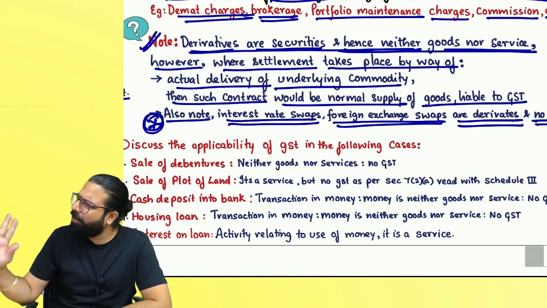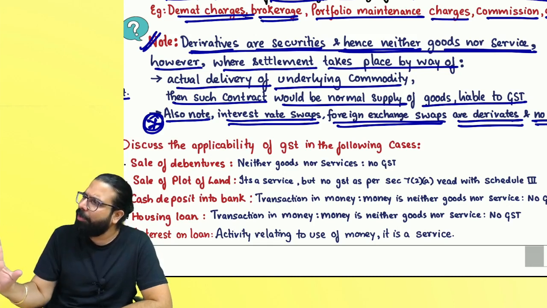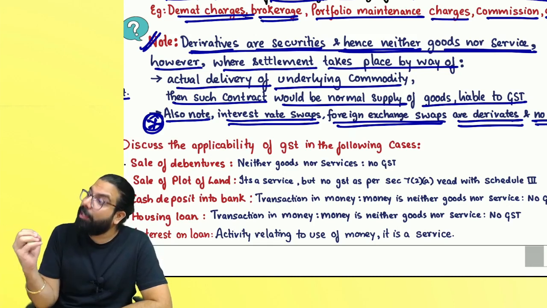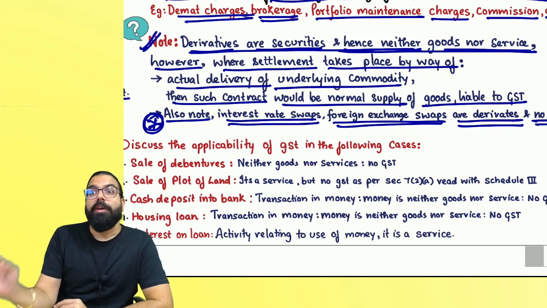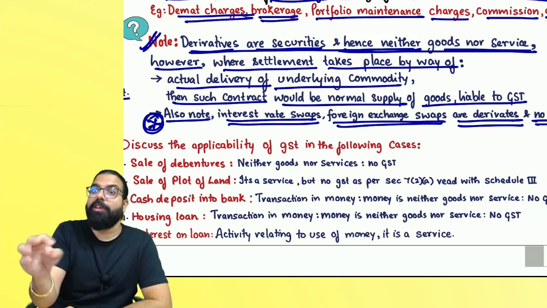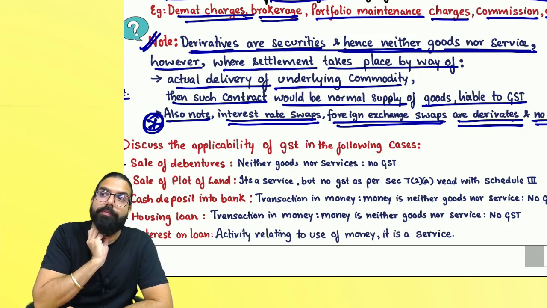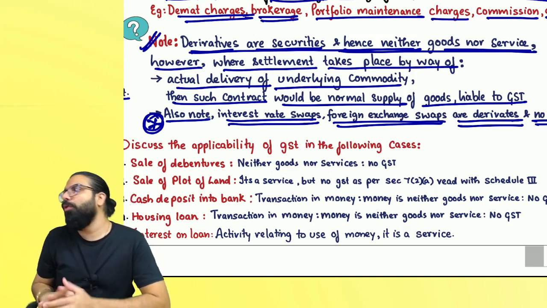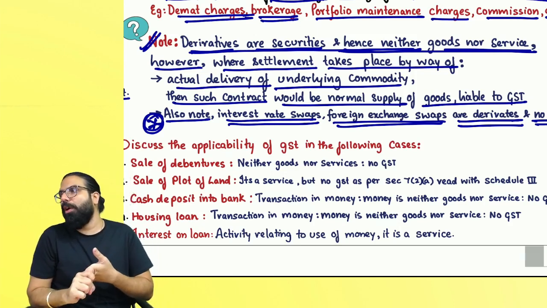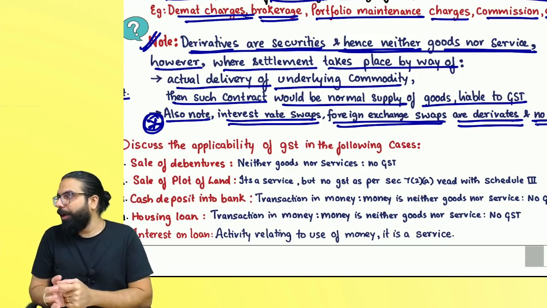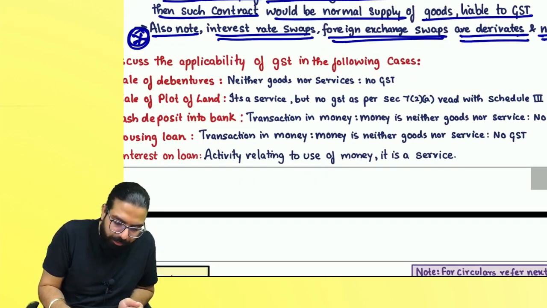Remember, in your exam, if they don't tell you anything, derivatives are what? Securities, neither goods nor service. But if they tell you that actual settlement is happening, then it is goods and liable to GST. Are we clear, everyone? 100% can I go ahead? Next.